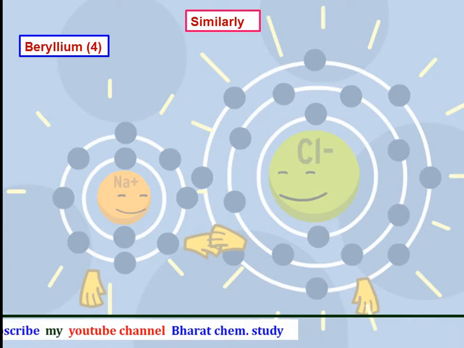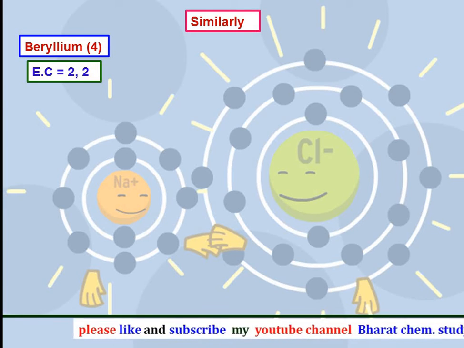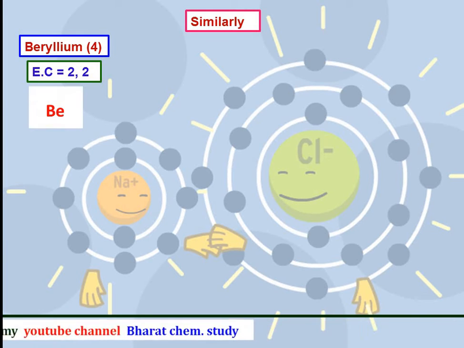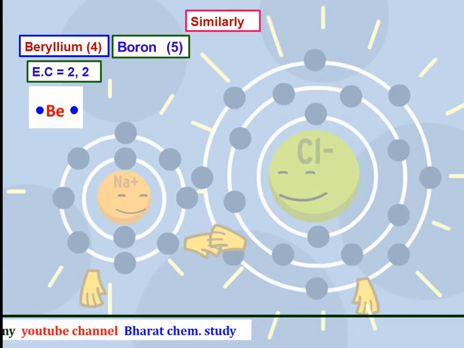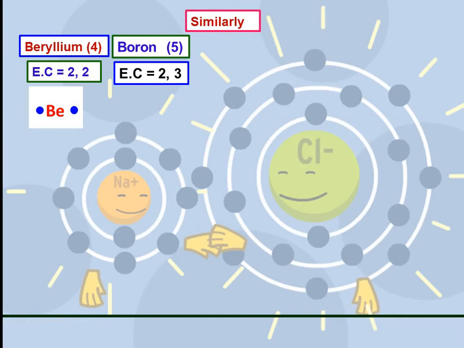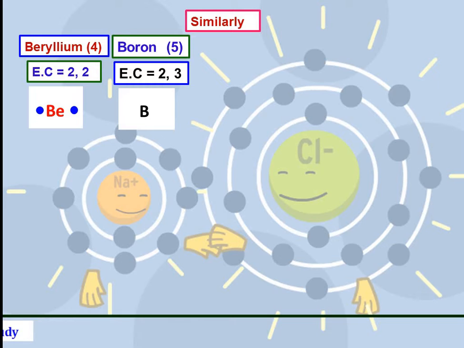Similarly, beryllium, atomic number 4, electronic configuration 2, 2. So it has 2 valence electrons. It can be represented as a Lewis symbol by writing the symbol of beryllium and representing the 2 valence electrons around it by dots. In case of boron, the electronic configuration is 2, 3, so it has 3 valence electrons. So the Lewis symbol is written by writing boron and representing the 3 valence electrons around it as dots.